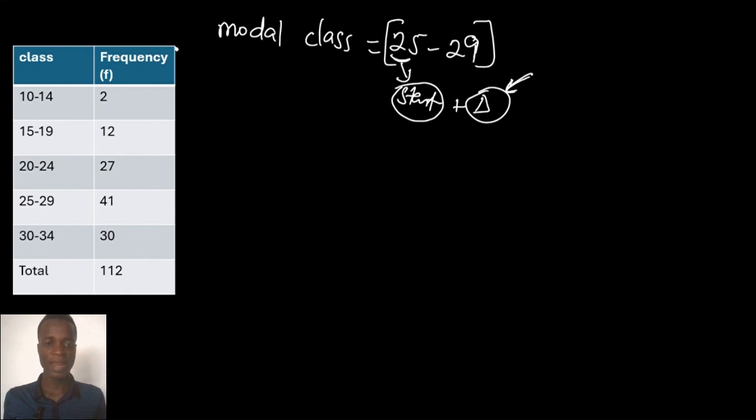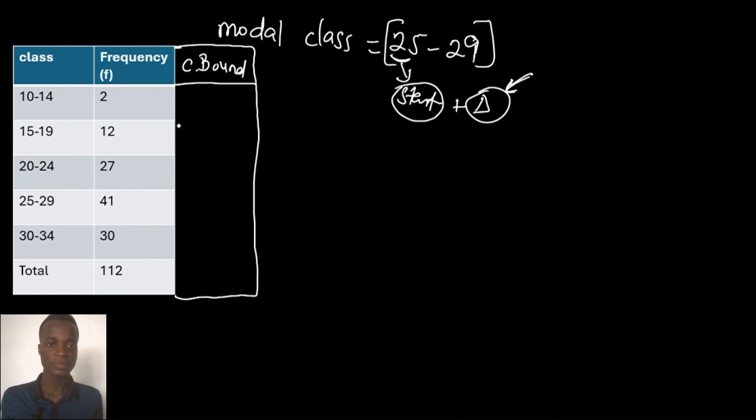So if you find the class boundary, let me do all here. But in the case of finding the mode, we just need the class boundary for that class. So let me do class boundary in this case. So this is class boundary. So what do we say? The difference between this and this is 1.